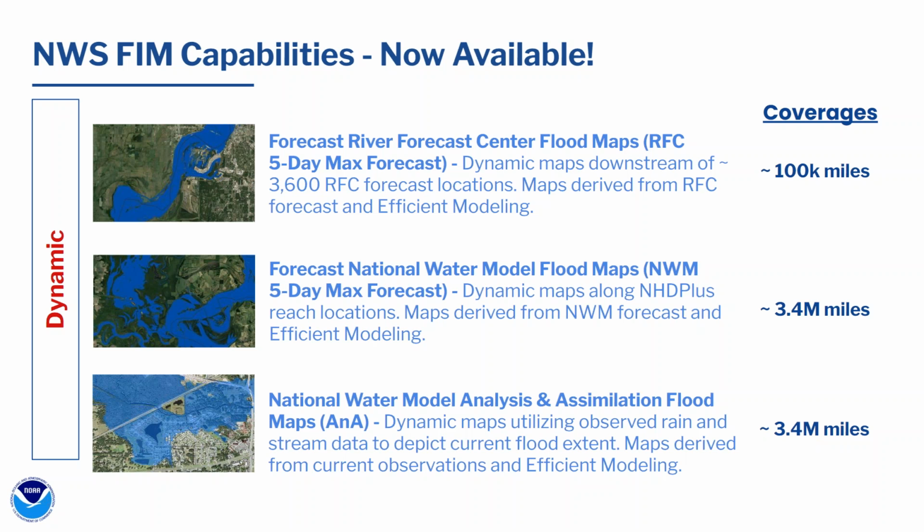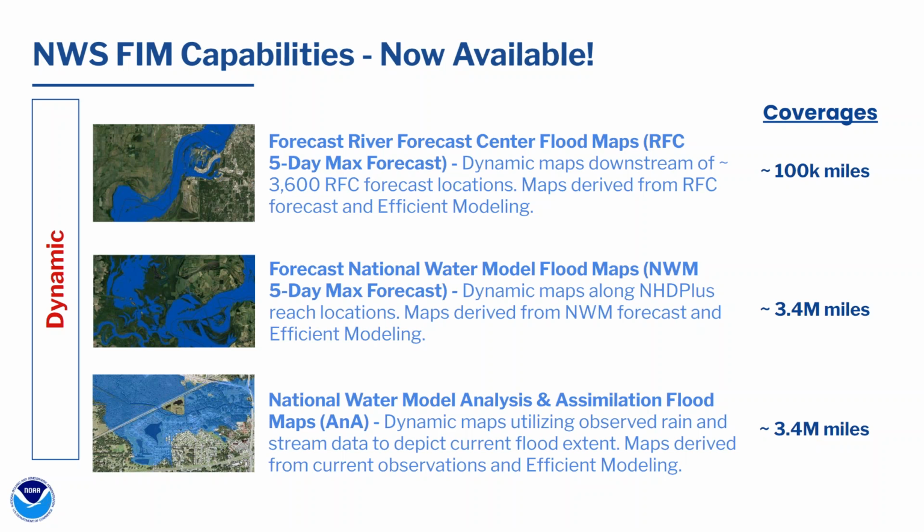So those are the inputs: the rainfall that goes into the hydrograph, as well as the discharge that's coming out of it. And it's using the efficient modeling and mapping components of the National Water Model. This has a coverage of roughly 100,000 river miles across the country.